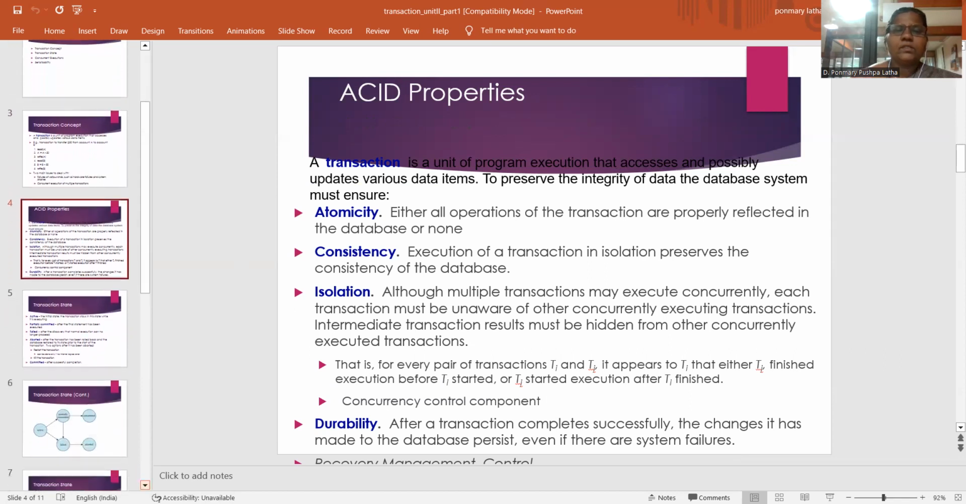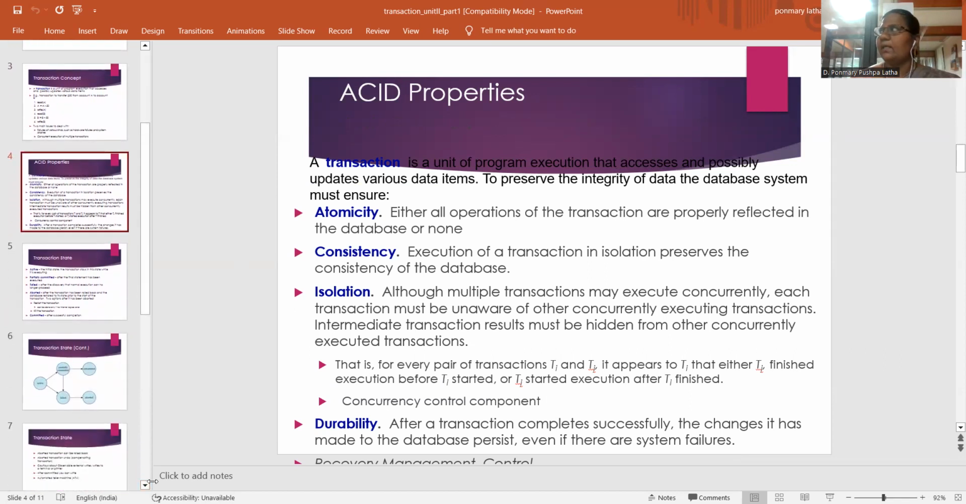Now we are going to see the ACID properties. This is one of the main concepts in the database. As I have already told you, a transaction is all or nothing. In the ACID properties, A is atomicity, C is consistency, I is isolation, and D is durability. Atomicity is whether all has happened or nothing has happened. Everything has to happen, otherwise we have to cancel all the things.